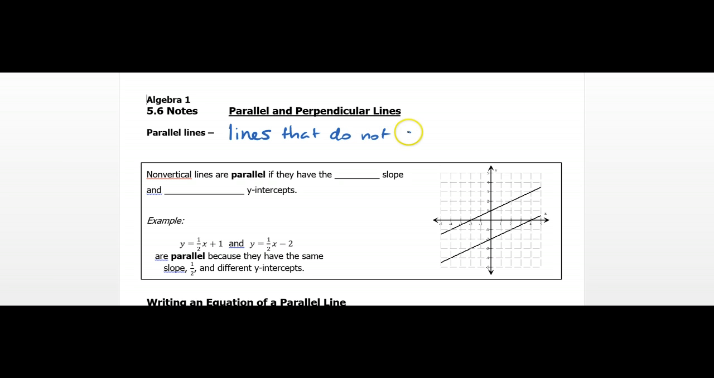So if you have two parallel lines, that means they're never going to touch, or never going to intersect. And one thing that's special about parallel lines is that they actually have the same slope. That's the reason they do not cross, because they're going up and sideways at the same rate. They have the same rate of change, so they have the same slope, and they also have different y-intercepts. If they had the same y-intercept, then they would actually be the exact same line.